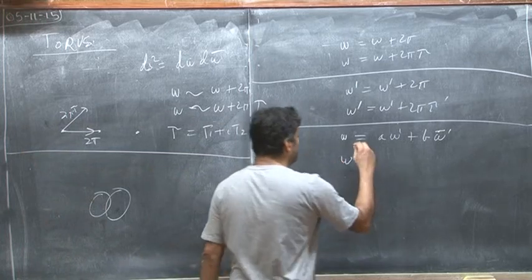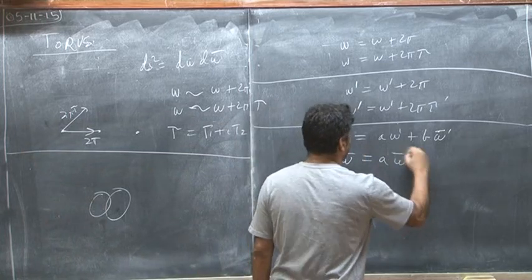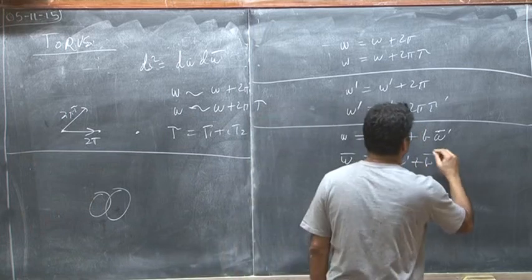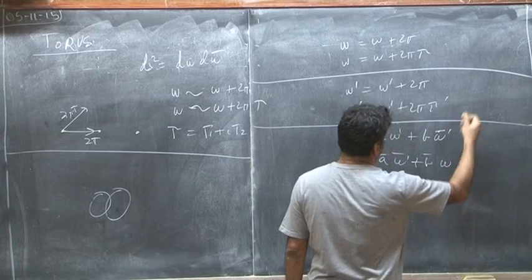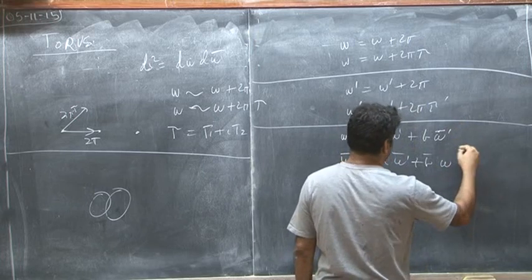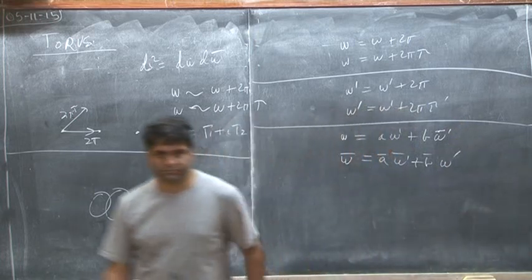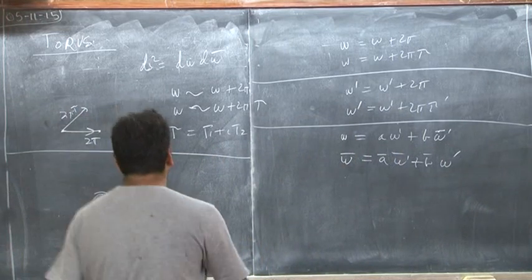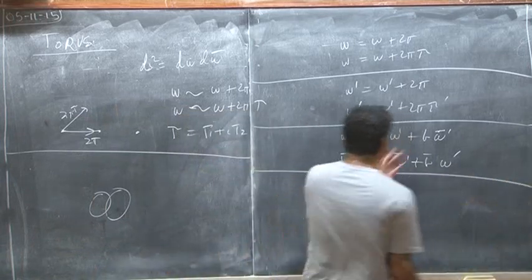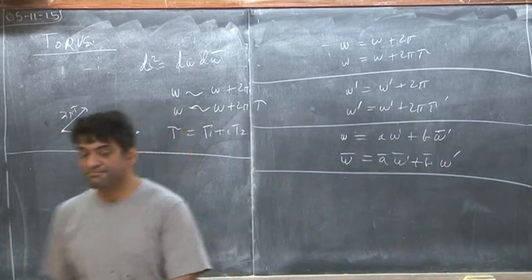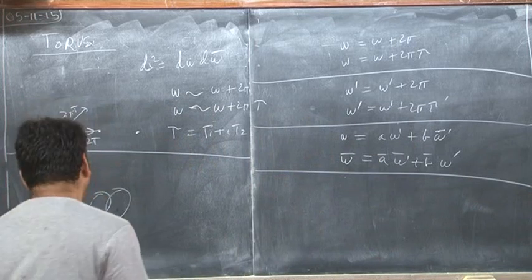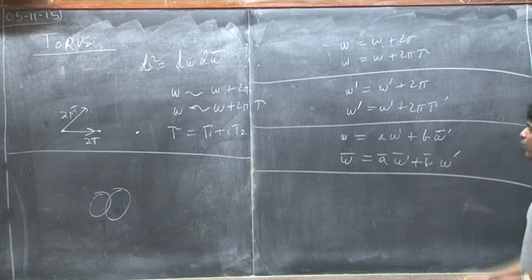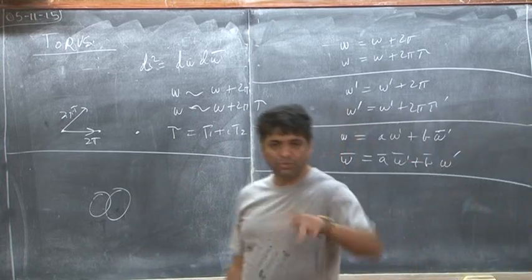So w bar is equal to a w' bar plus a bar w bar plus b bar w'. Now, we want to know what values of a and b will work to get the identifications right. So what we will do is to orient the tori so that 2 pi maps to 2 pi.